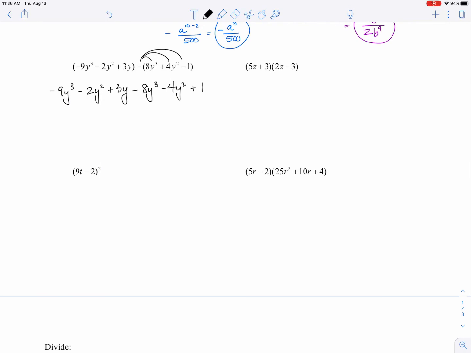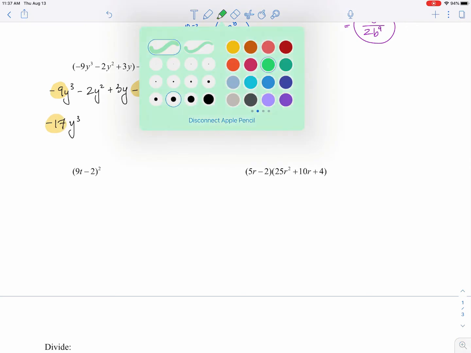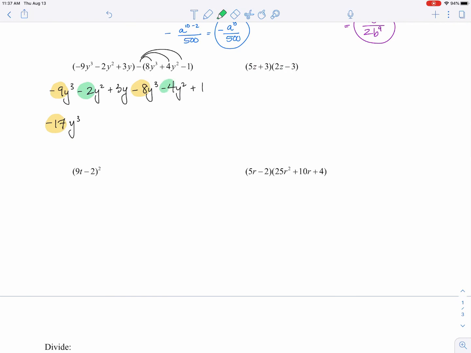And then we're going to collect our like terms. So let's see. These are my cubes. And it looks like I have negative 9 minus 8 more. So negative 9 minus 8 is negative 17y cubes. Then for squares, I have a negative 2 and a negative 4. That's going to give me a grand total of negative 6y squareds. I just have a lone 3y there and a lone 1. And that's my final answer. There it is.